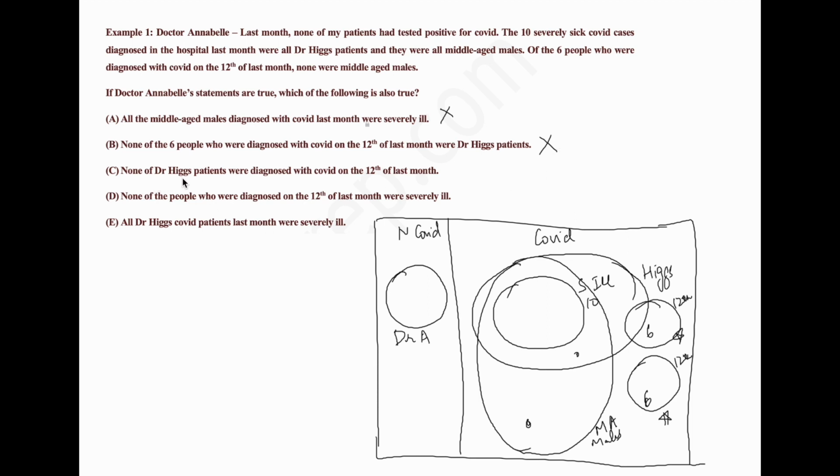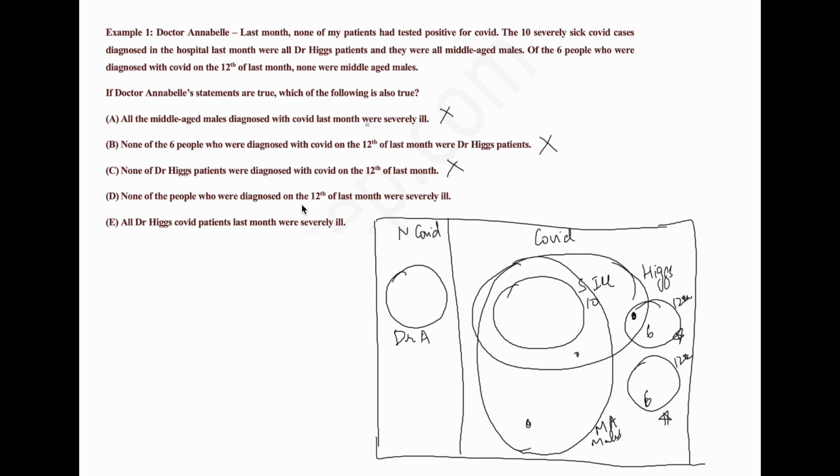Look at C: None of Dr. Higgs' patients were diagnosed with COVID on the 12th of last month. Again, as we said, this is not necessary. Some of Dr. Higgs' patients could have been diagnosed with COVID on the 12th of last month. There could have been an intersection of Dr. Higgs and the people who were diagnosed with COVID on the 12th. So this is also not necessarily true.